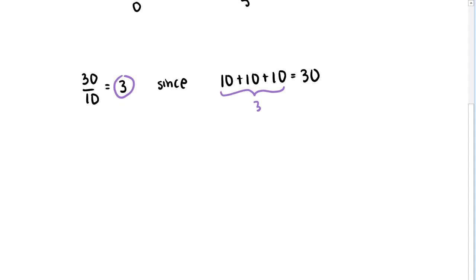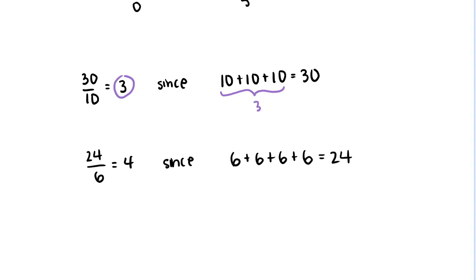Right. Similarly, if I take, let's say, the number 24 and I divide this by 6, well, this is like saying this is equal to 4. Since if I take 6 and I add it to itself 4 times, that's when I get 24, right? So here I would need to add 6 to itself 4 times to get 24. That's exactly where that result from our division comes from.